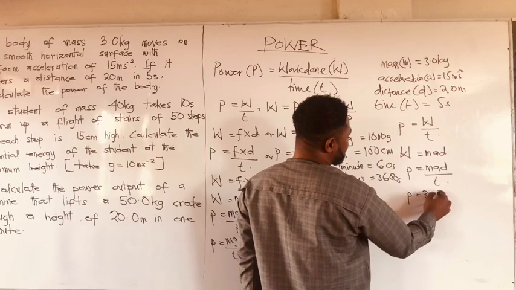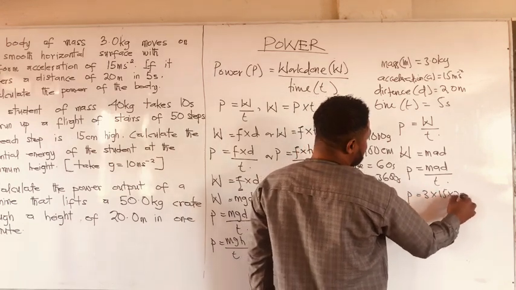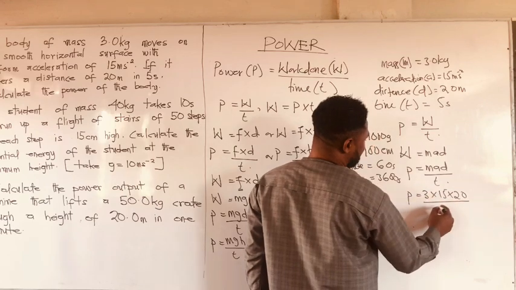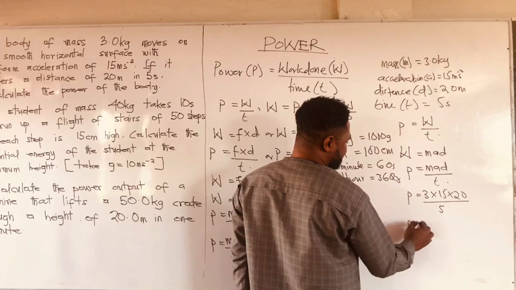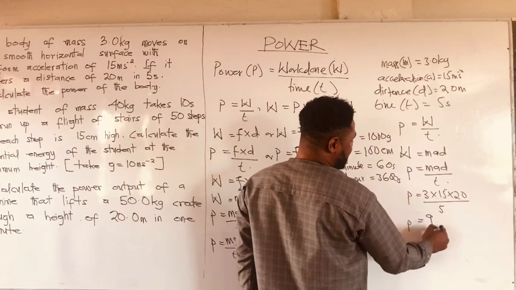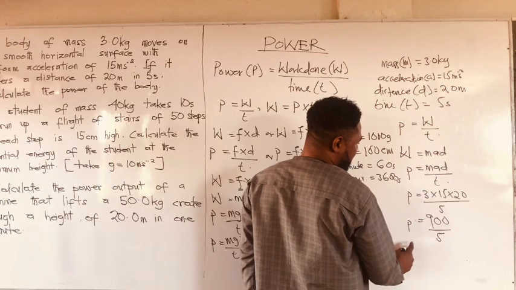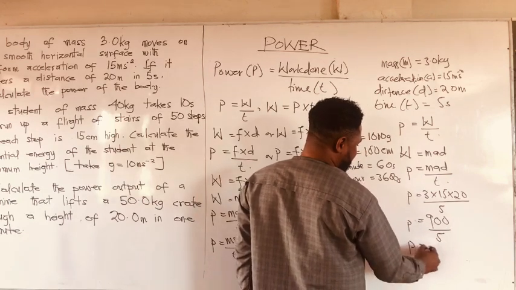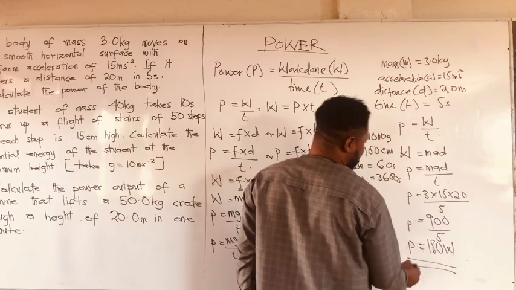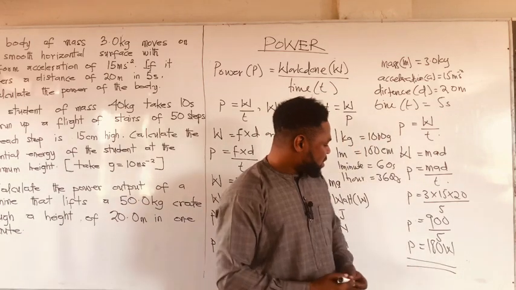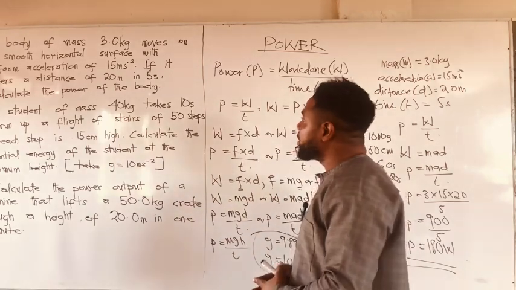So our mass is 3, our acceleration is 15, and our distance is 20, all divided by 5. When we multiply this, we get 900 divided by 5. And when we divide this, we have 180 watts, as we can see here. So this is how we can use these formulas to answer question number 1.